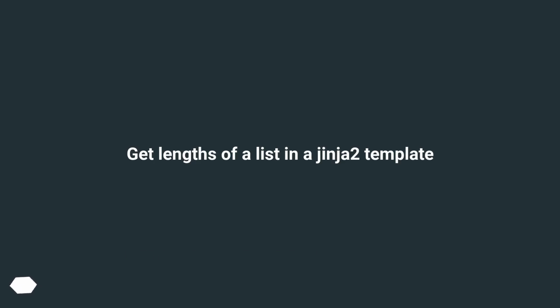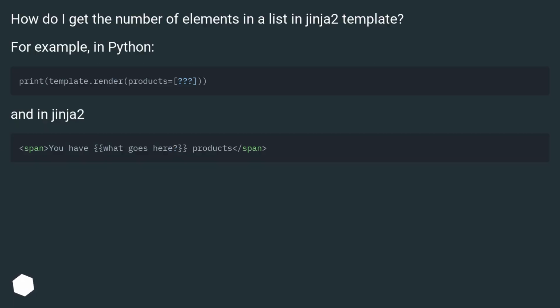Get length of a list in a jinja2 template. How do I get the number of elements in a list in jinja2 template? For example, in Python and in jinja2.